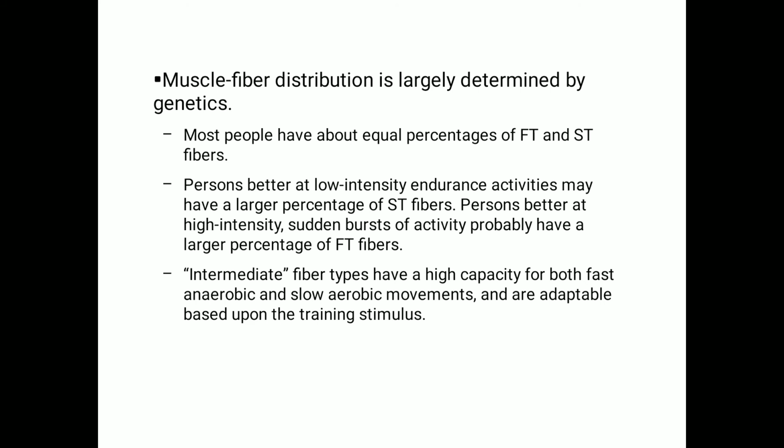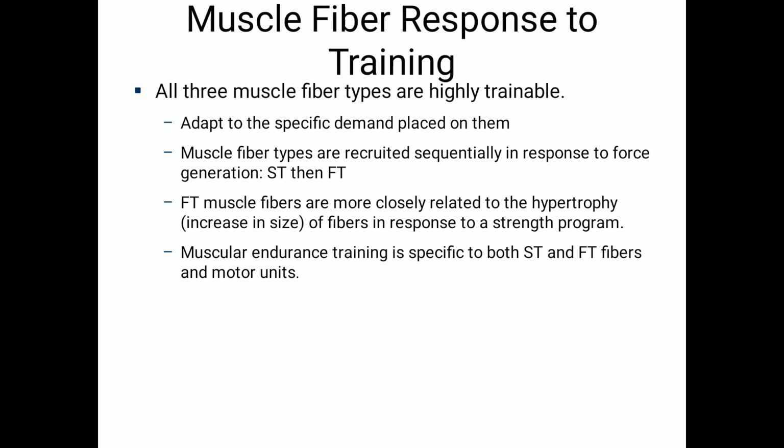In between the slow twitch and the fast twitch, there is one more type of fiber present, the intermediate fibers, which have a high capacity for both fast anaerobic and slow aerobic movements. So the muscle fiber responds to training. These three types of muscle fiber are highly trainable, so they adapt to the specific demands placed on them.